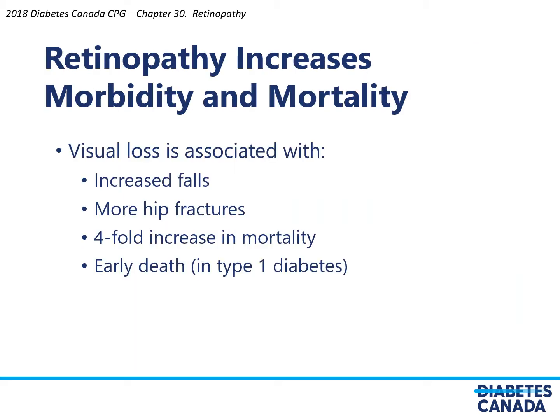Now, retinopathy is associated with an increase in morbidity as well as mortality. And that is because visual loss itself is associated with increased falls, more hip fractures, a four-fold increase in mortality, and also early death in type 1 diabetes. And therefore, everything we can do to try to prevent the onset of retinopathy or to slow the progression of retinopathy if it already exists is certainly worthwhile.